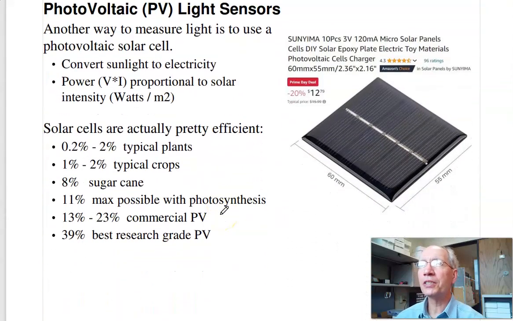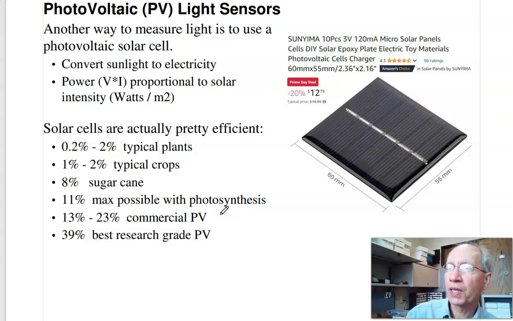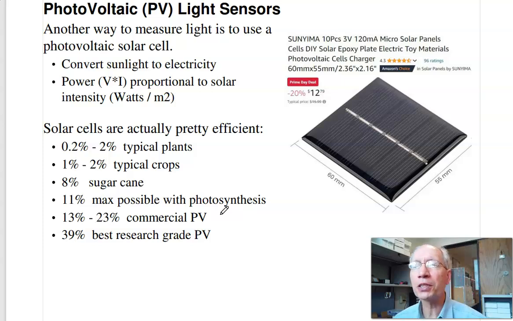A second way is to use a photovoltaic sensor. This is basically a light sensor, a solar cell. What solar cells do is they convert sunlight to electricity. The power is proportional to solar intensity, times efficiency. To give an idea, solar cells are right around 13 to 23% efficient at converting sunlight to electricity. That's actually pretty good.